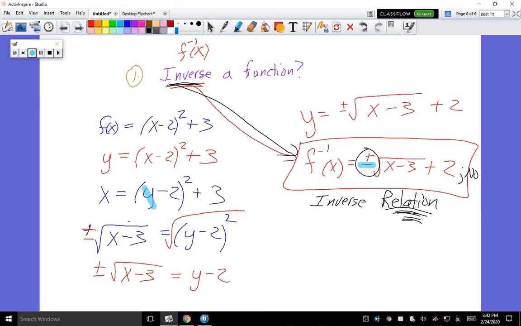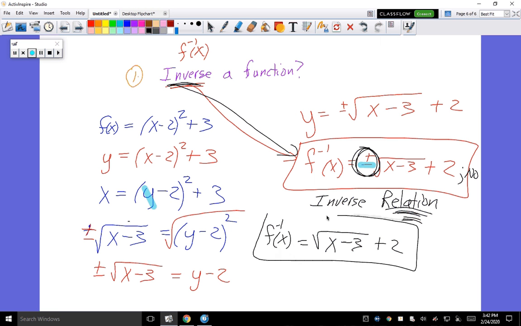Do we understand that? Now, if I asked you, we know that this inverse function is not a function. But I have to show both. And if I told you, what would be the function? It would just be the positive piece, because otherwise it would fail the vertical line test.